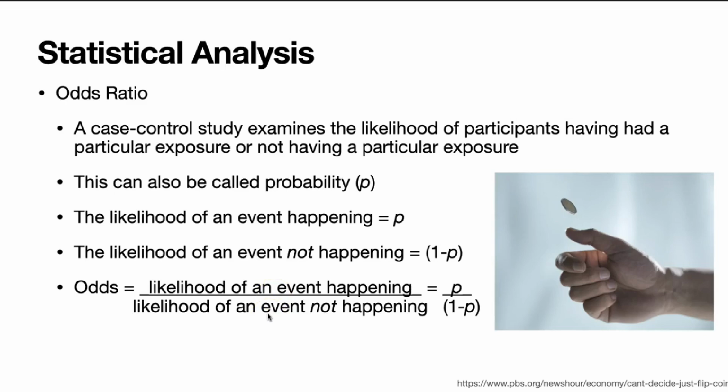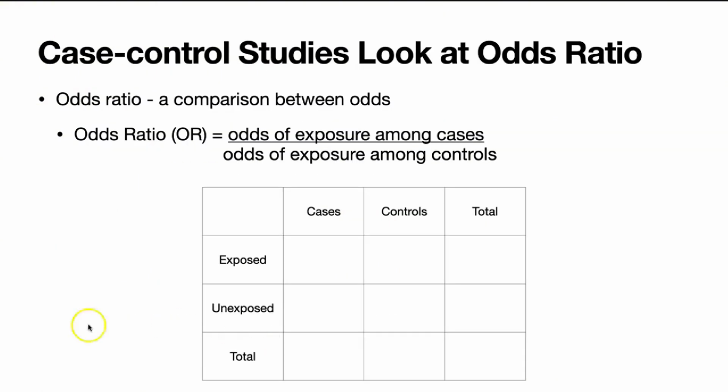We will do that for the cases, we will do that for the controls, and then we will compare the odds of both of them in our odds ratio. So the odds ratio is a comparison between odds. So what we are looking for is the odds of exposure among cases versus the odds of exposure among controls. And to do this, we do a very straightforward kind of mathematical calculation using this 2x2 table. We set it up, cases and controls, exposed and unexposed, and then we can do a study and fill in the numbers. And here's just a quick example of how to do that.